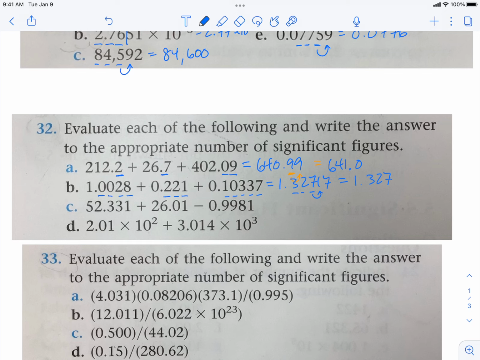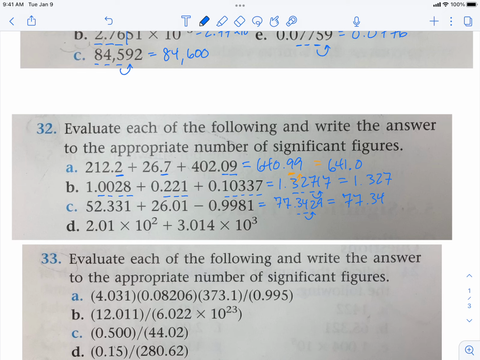Our next one, 52.331 plus 26.01 minus 0.9981. And we are going to get 77.3429 as our unrounded raw answer. Our least number of decimal places is 2 from this value. So we're going to go to 2. And we're going to look next door to see if we should round. The 2 does not round the 4 up, so it's just going to be 77.34 for our answer.